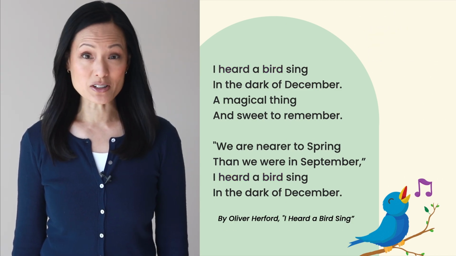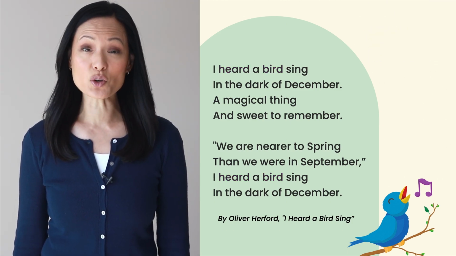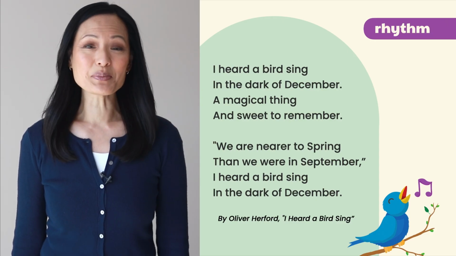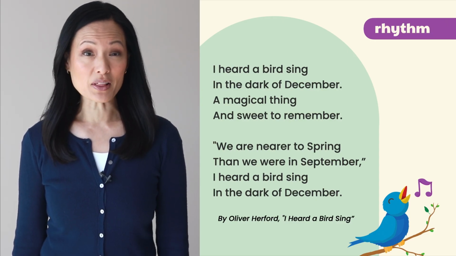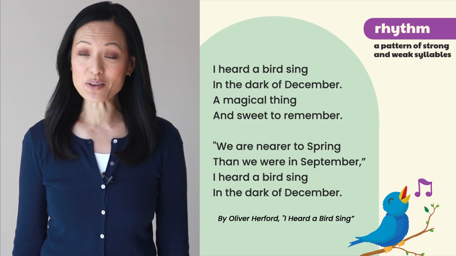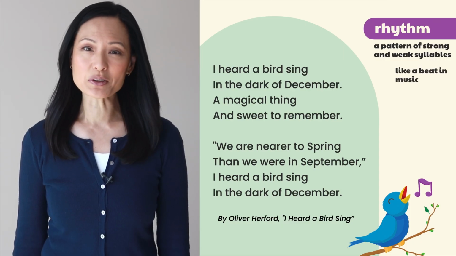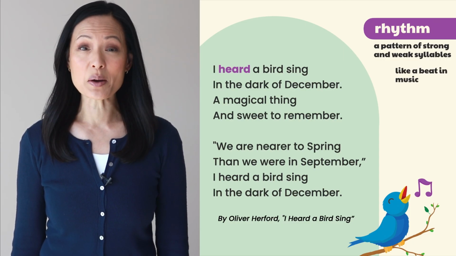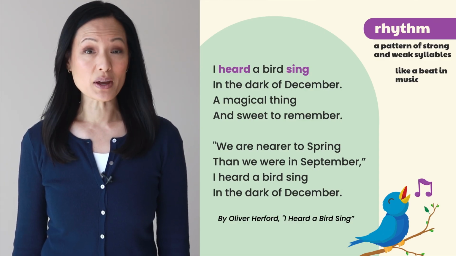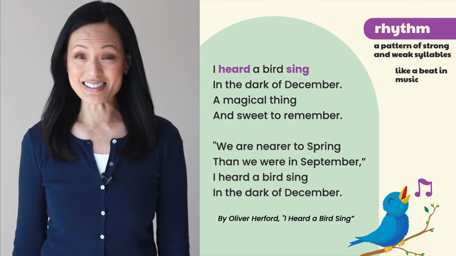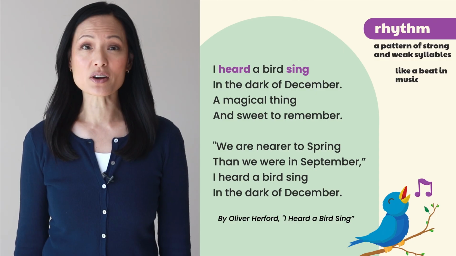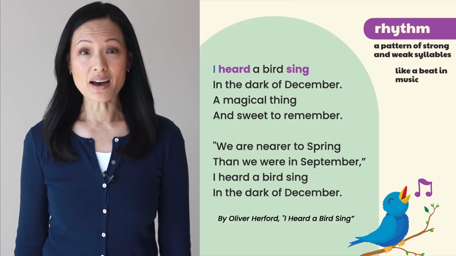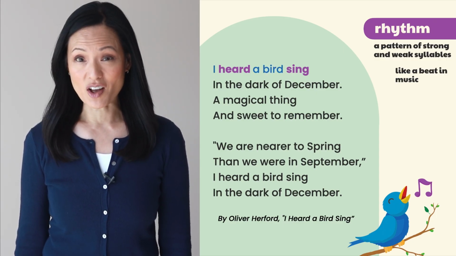Another element that makes poems unique is their ability to have rhythm. This means that the words in the poem follow a pattern of strong and weak syllables, similar to a beat in music. Listen, I heard a bird sing. Did you hear how heard and sing are a little bit stronger, while the I, and bird are softer?